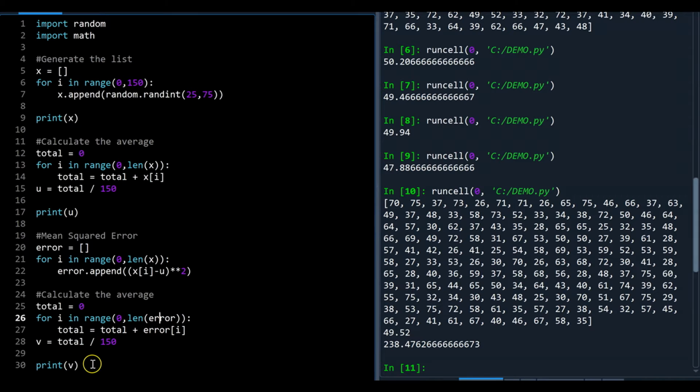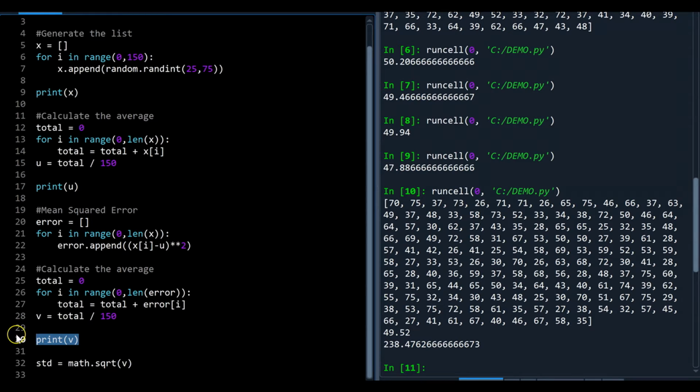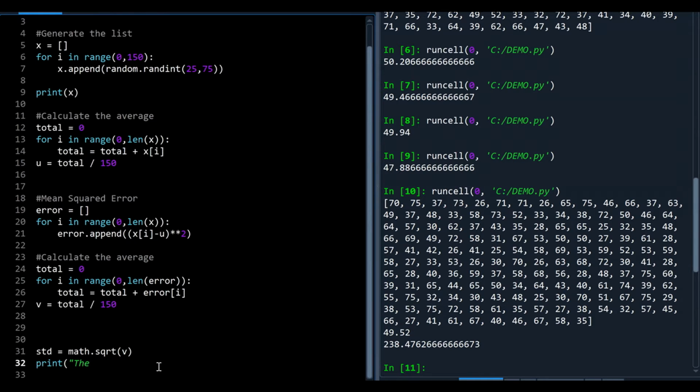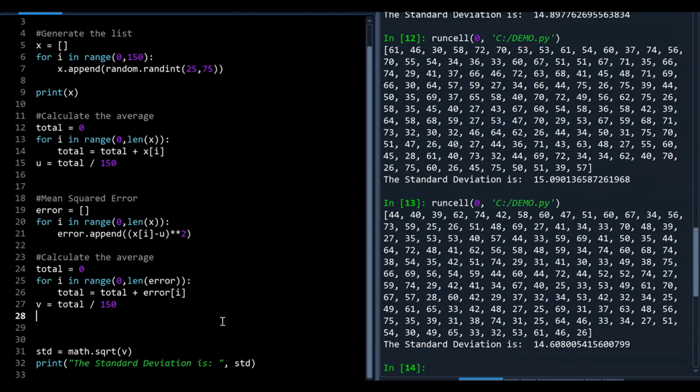Now I can calculate the standard deviation as just the square root of that value. Okay, so standard deviation is math.sqrt of v. So I don't need to print this anymore. I don't need to print this anymore. I should print out my standard deviation. So 14, 15, so that's usually what it would be.